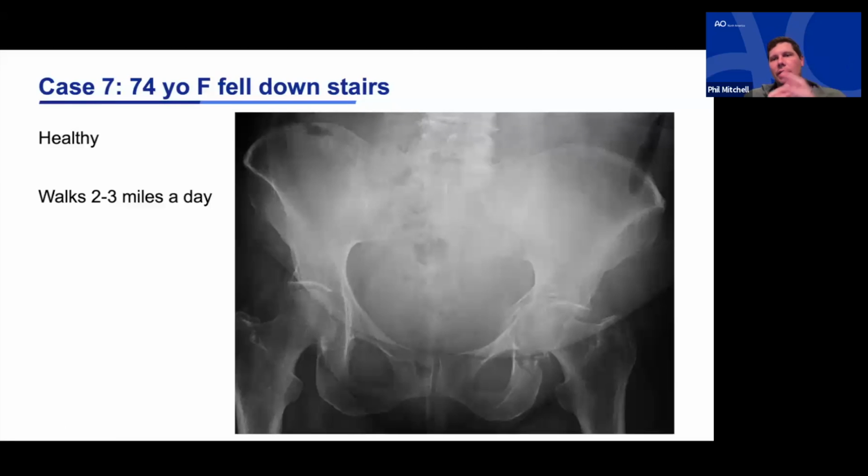We're going to finish with this case, Patrick. A nice one of yours. What's standing out to you on this X-ray?